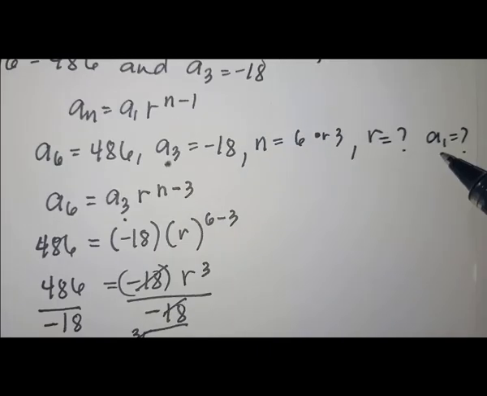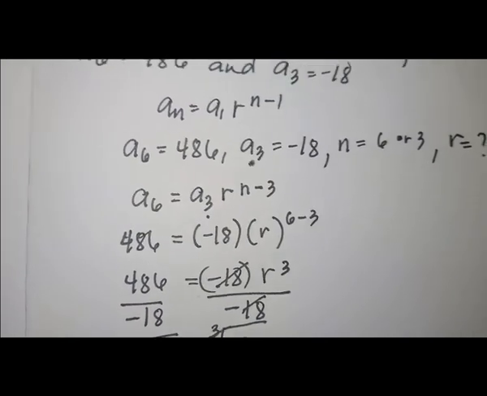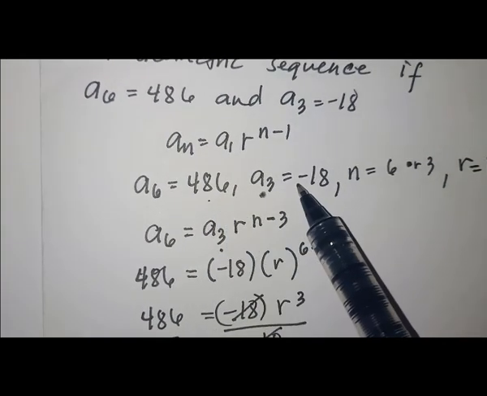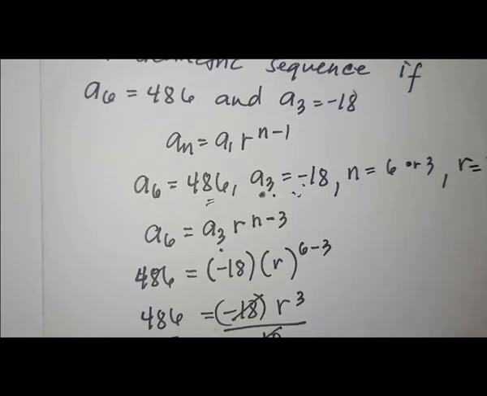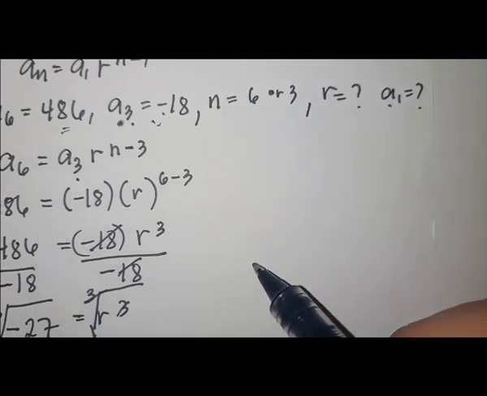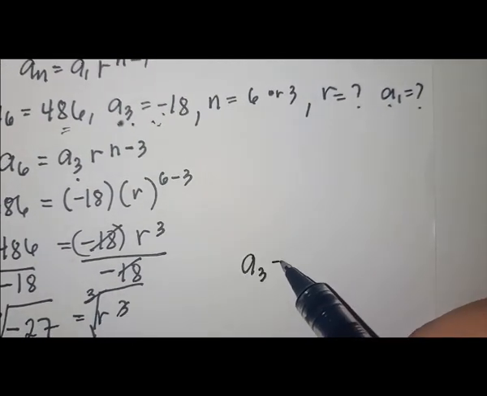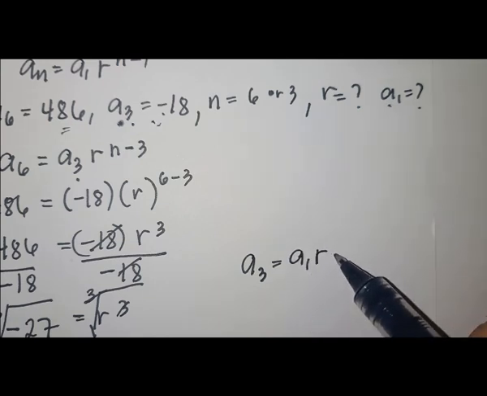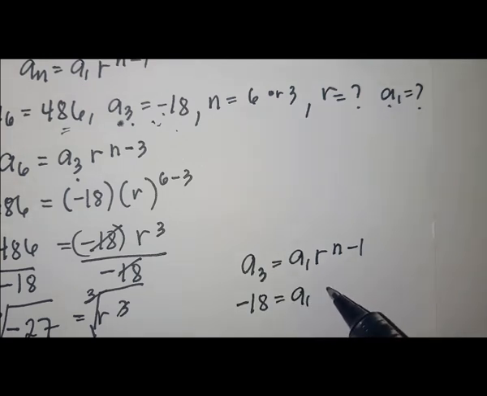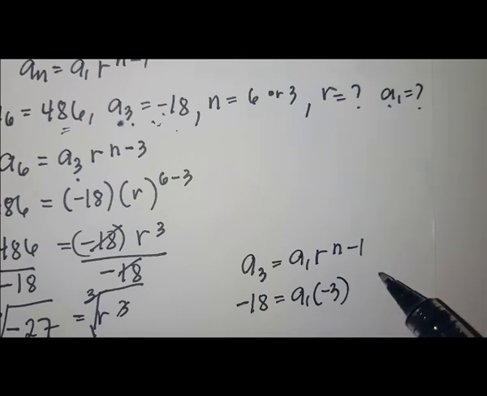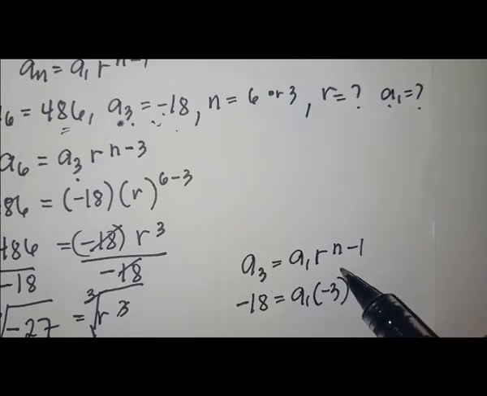Hanapin naman natin ngayon yung A sub 1. So again, kahit alin sa dalawa pwede natin gamitin, pero I suggest mas gamitin natin yung pinakamalapit sa first term. So yung magiging equation natin dito is A sub 3 is equal to A sub 1 times r raised to n minus 1. Ang A sub 3 daw natin ay negative 18 is equal to A sub 1. Ang r natin ay negative 3. Dahil A sub 3 ang ginamit natin, ang n natin ay 3 minus 1.